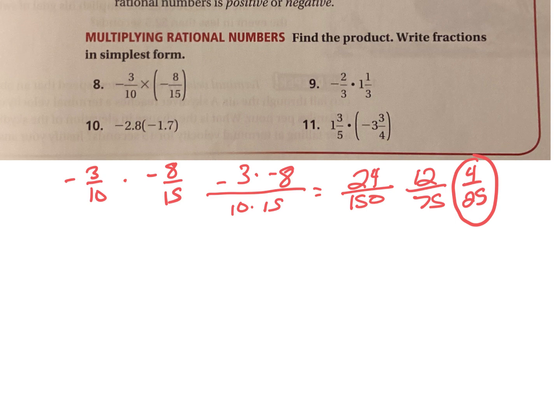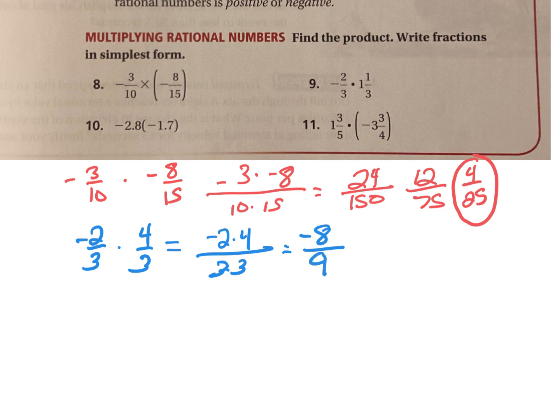Number 9. Let's change colors. Number 9 will be blue. -2 thirds times 1 1/3. I'm going to make that improper. 3 times 1 is 3, plus 1 is 4. 4 thirds. And then I just had -2 times 4 equals 3 times 3. -2 times 4 is -8 over 9. So it is -8 ninths. Can't simplify. All right. Let's do number 10.